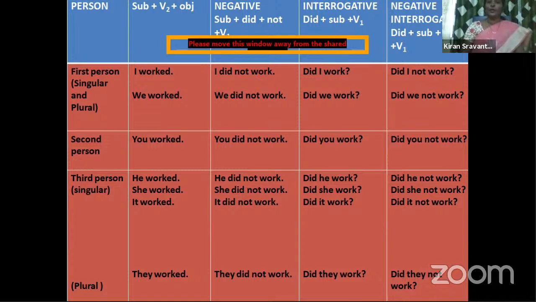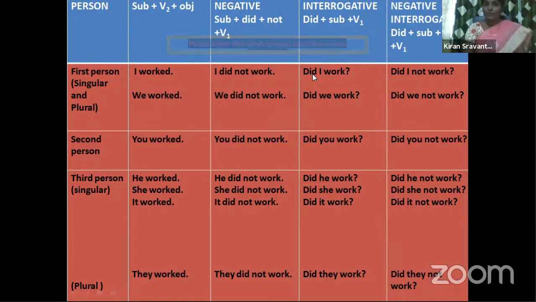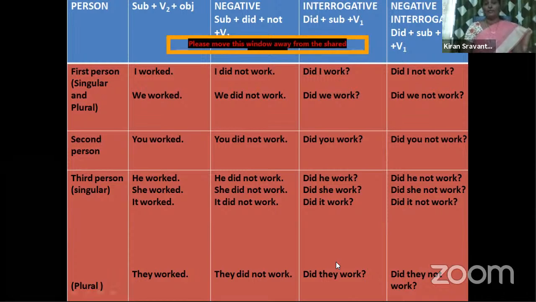And coming to the interrogative sentence, how do we frame a question in past simple? Did I work? Again, the V1 form of the verb. Here we already refer to it by mentioning did, that the sentence belongs to past simple. Did I work? Did we work? Coming to second person, did you work? And third person singular, did he work? Did she work? Did it work? And coming to the plural, did they work?